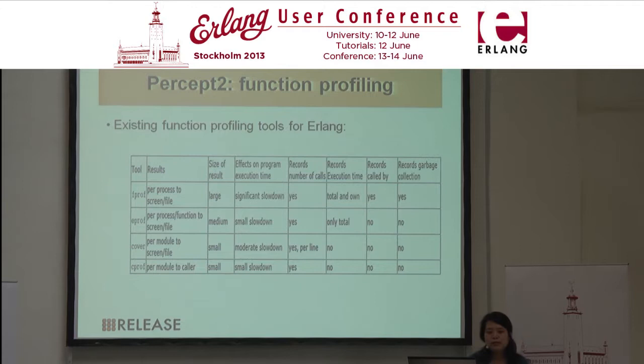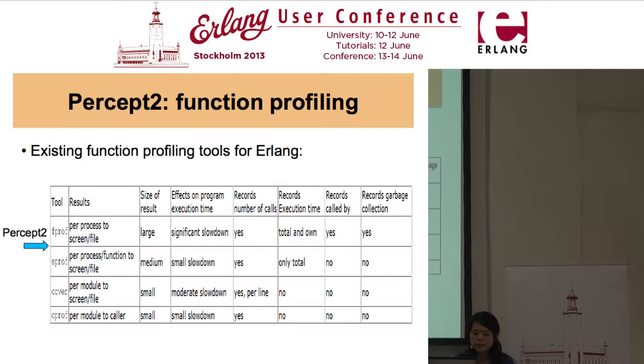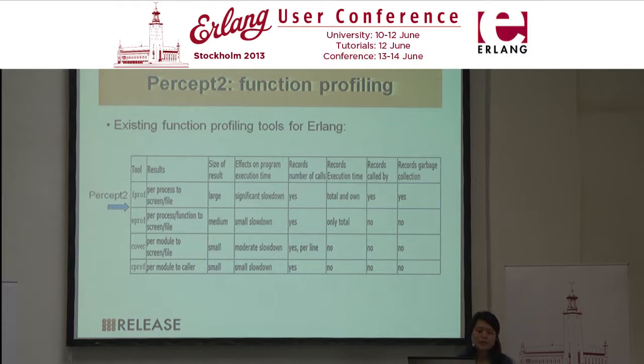But there are quite a few function profiling tools already in Erlang, like fprof, eprof, Cover, or cprof. The thing is, fprof gives very complete information, but it's really slow. eprof is okay, but it doesn't give enough information, because I want to see, for example, the call graph, the relation between function calls, and eprof doesn't give you this. So we want to achieve something between fprof and eprof: enough information for my analysis, but without slowing down my system too much. That's why we added function profiling to Percept2.